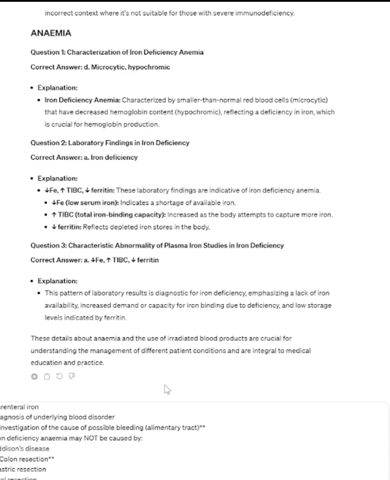These details about anemia and the use of irradiated blood products are crucial for understanding the management of different patient conditions and are integral to medical education and practice.